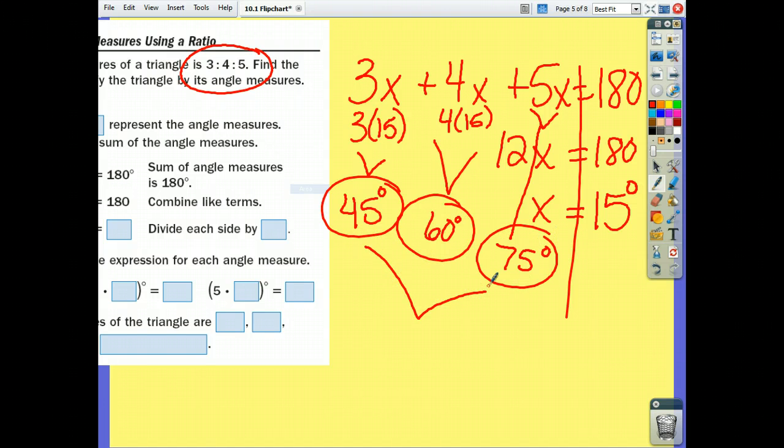Classify it. Right, acute, or obtuse? Who says right? Who says obtuse? Who says it's a cute little angle? Right, they're all acute. They're all under 90 degrees. There's nothing that's over 90, therefore this is an acute triangle. So anytime they give you ratios, just throw the x's in there and equals 180, and you can figure out the measures of the angles.